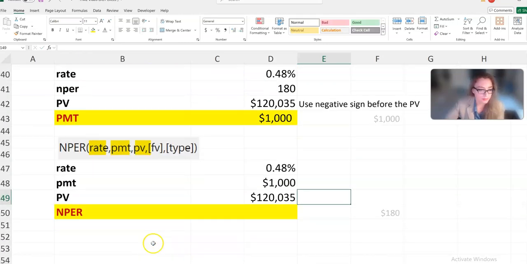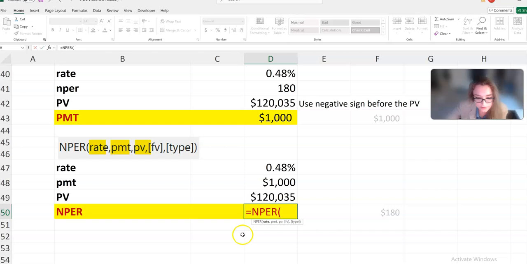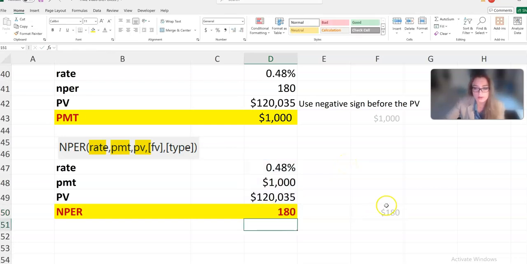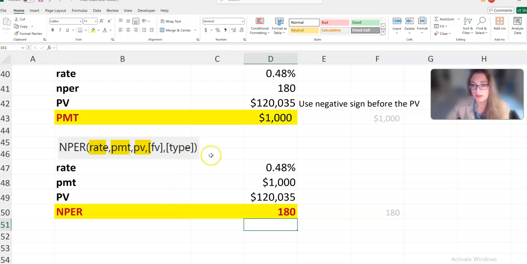And our last command, number of periods, and it already gives us a prompt. So rate, payment, present value. Yes, 180. 180. That's all correct.